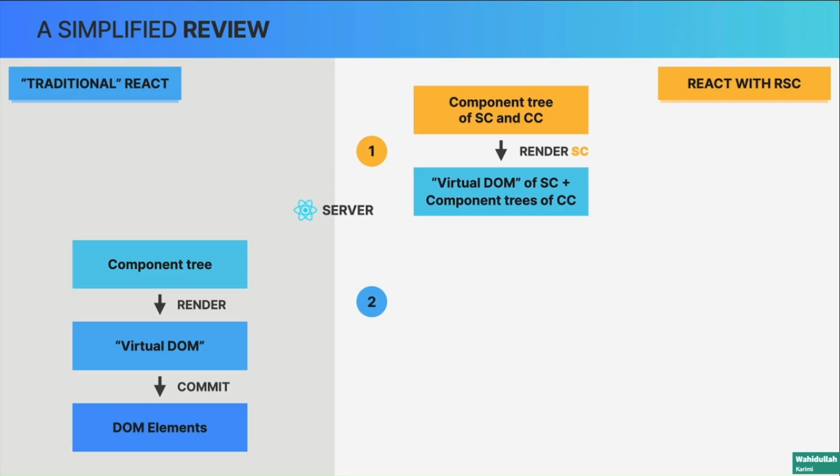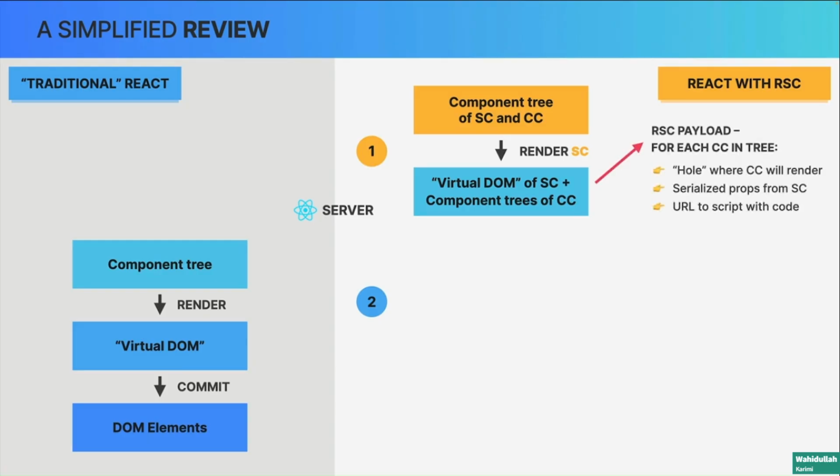Now, in this RSC payload, there is some information for each client component that is essential for React to render these components on the client later. So for each client component, the RSC payload has a placeholder or a hole where the client component will render later, the serialized props passed from a parent server component, if that's the case, and finally, the URL pointing to the script that contains the component code. Again, this is the data that React will need on the client in order to render each client component.